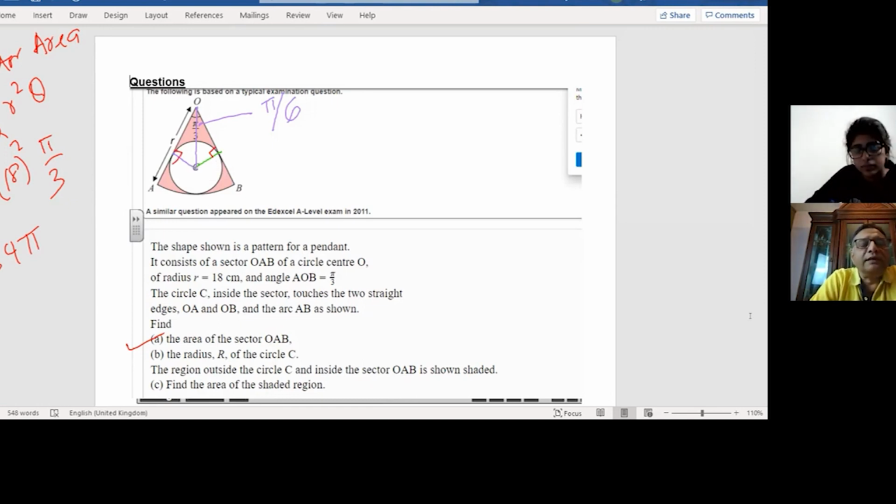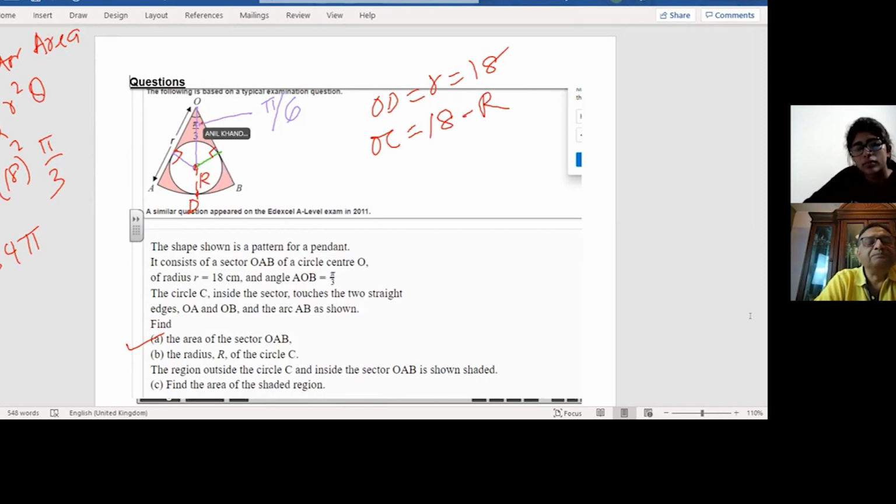So you have a right angle triangle in which one of the angles is pi by 6. Now, if I extend this line so that it meets the circle at D, what is OD equal to? OD is the radius, which is given to you as 18, correct? So what is OC equal to? OC will be 18 minus the radius of the circle, correct?